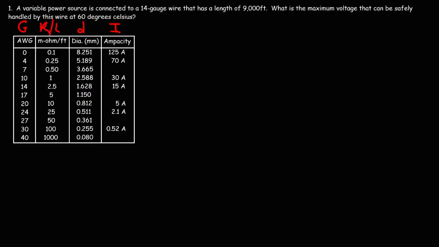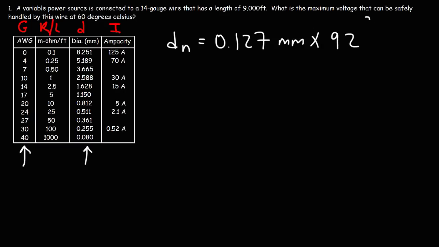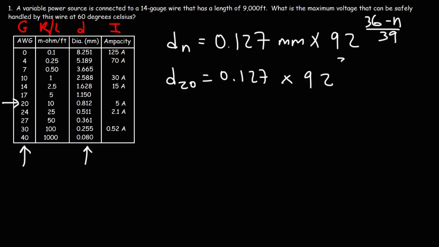It turns out that there's a formula that you could use to calculate the diameter size if you know the wire gauge number. And here it is. D sub n is equal to 0.127 millimeters times 92 raised to the (36 minus n) over 39. So let's plug in 20. So n is going to be 20. So this is going to be 0.127 times 92 raised to the (36 minus 20) over 39.